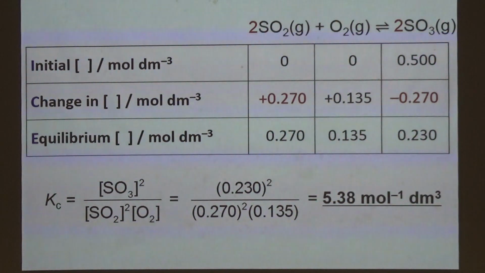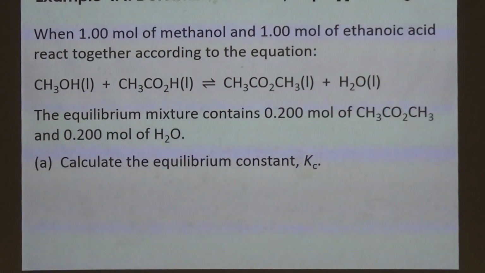Okay, I'm going to run through example 4.4 with you all. The context is a bit similar, but there are some things that are a bit different. In this case, if you read the question, they gave you amounts again. 1 mole of methanol and 1 mole of methanoic acid react together according to the equation. The equilibrium mixture contains 0.200 moles of ester, methyl methanoate, and 0.200 mole of H2O. They ask you to calculate Kc.